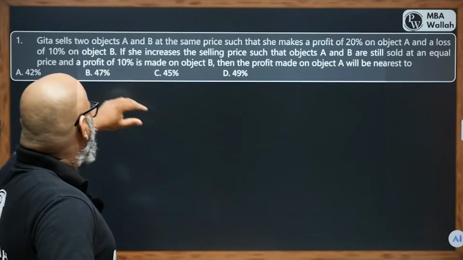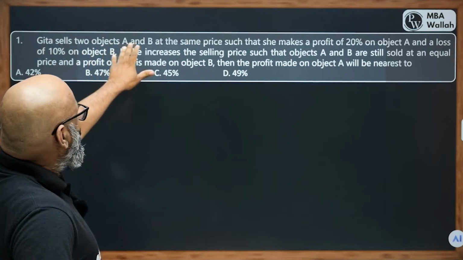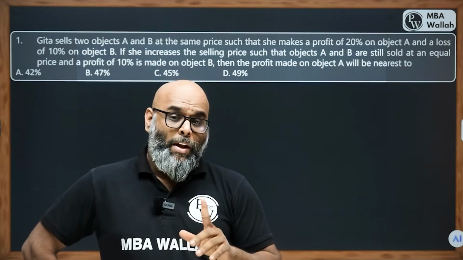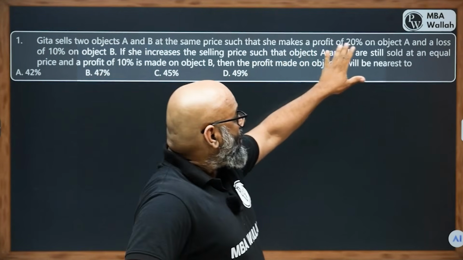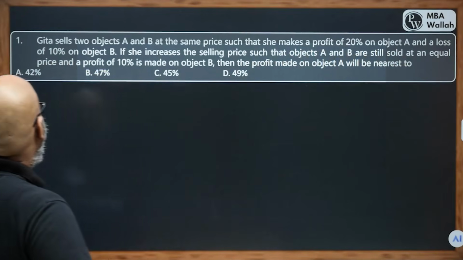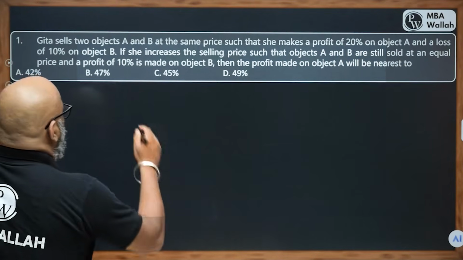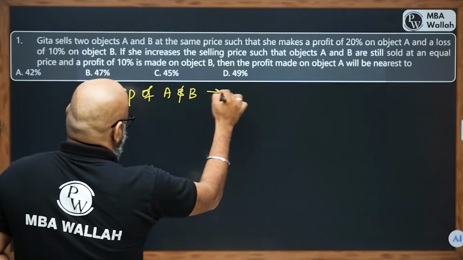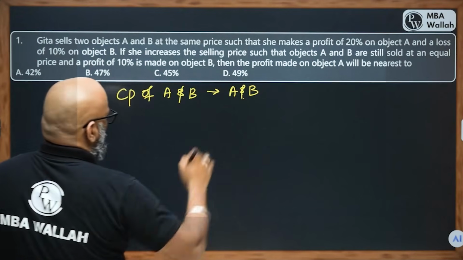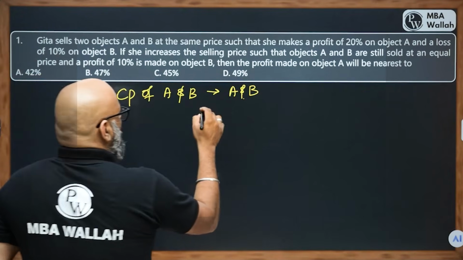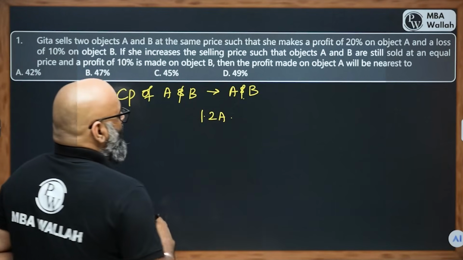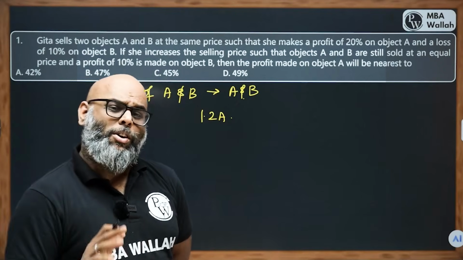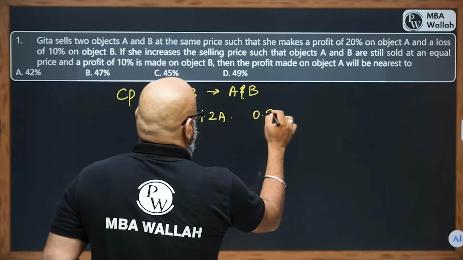Beautiful question here. If you look at the fact, Geeta sells two objects A and B at the same price. So selling price of A and the selling price of B, both of them are same. But the condition is that 20% profit on A and 10% loss on B. So if I take the cost price of A and B, let's say A and B itself, 20% profit on A will be 1.2A, 1.2 times, 20% more. 10% loss on B will be 90% of the value, which will be 0.9.